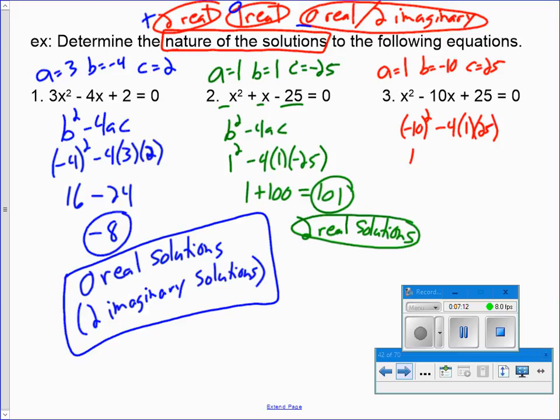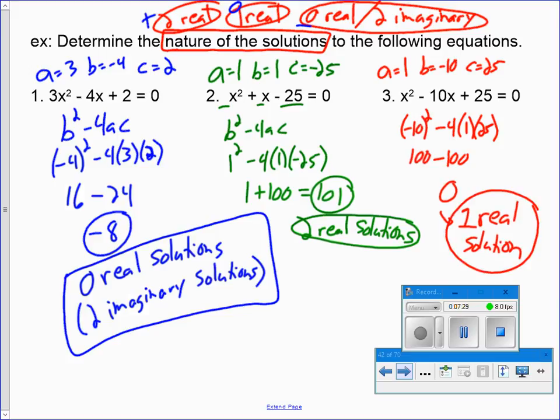So negative 10 squared is 100. Negative 4 times 1 is negative 4 times 25, negative 100. And that's going to be 0. That means we get one real solution. Alright, so there's one of every type you'll see. No real solutions, which is the same as two imaginary solutions.